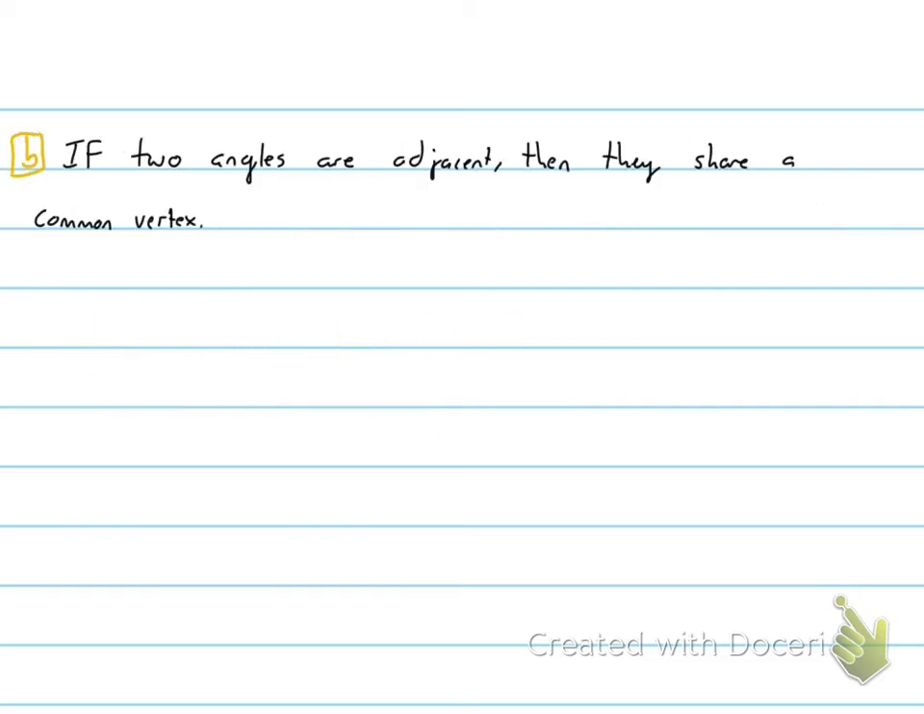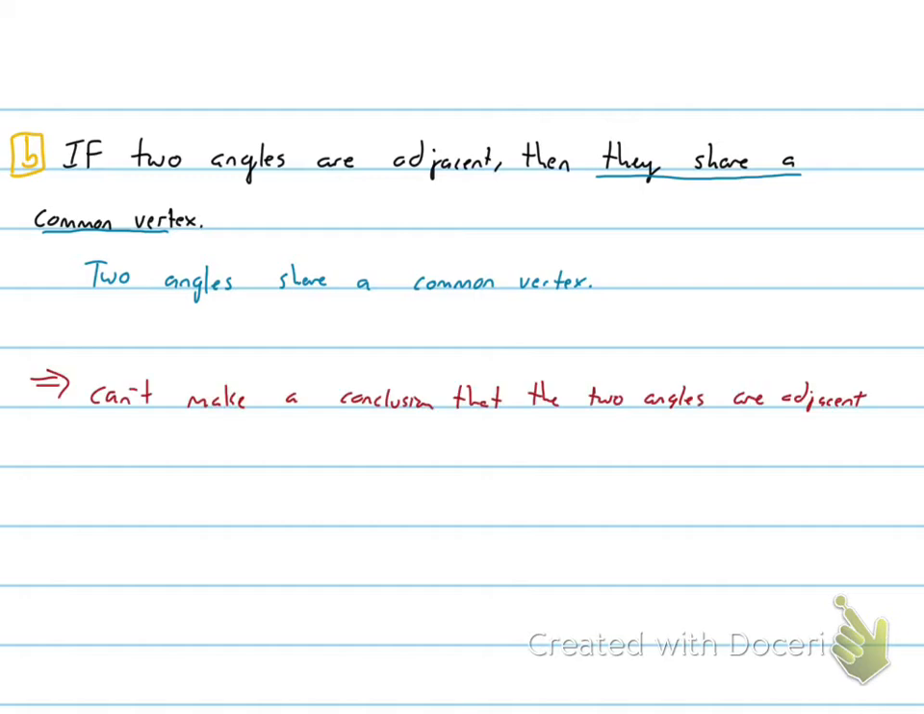In this next example, we're told that if two angles are adjacent, then they share a common vertex. And we're told that two angles share a common vertex. Now we're given the second part of the sentence, so we can't really make any other conclusion about anything. If the hypothesis is true, we can move forward and say the conclusion is true. If we're given the conclusion, we can't go backwards and say the hypothesis is true.